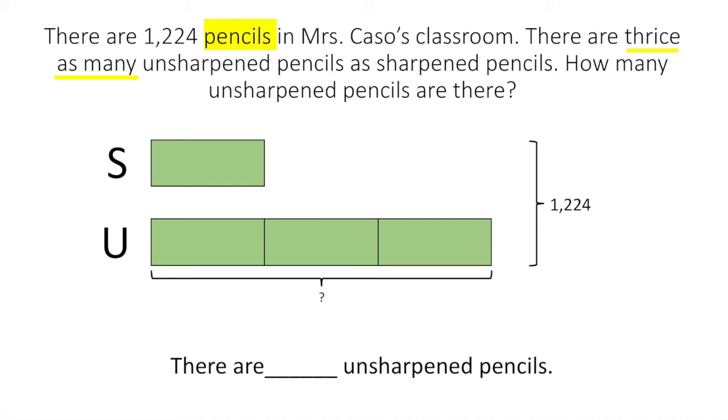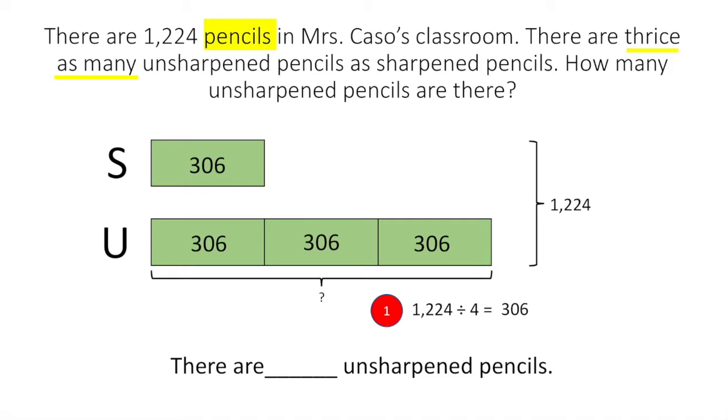I have 4 units of equal size that equal 1,224. So my first step is going to be to find 1 unit. If I divide the total by 4, I can find what 1 unit in the bar equals. It would be 306. That means that each unit is 306 pencils.